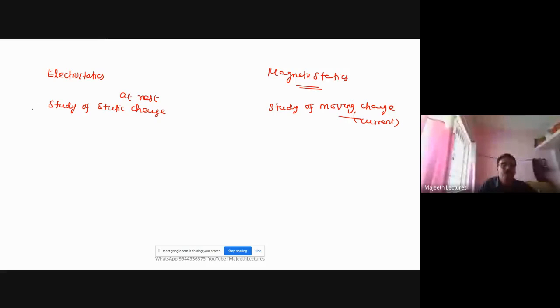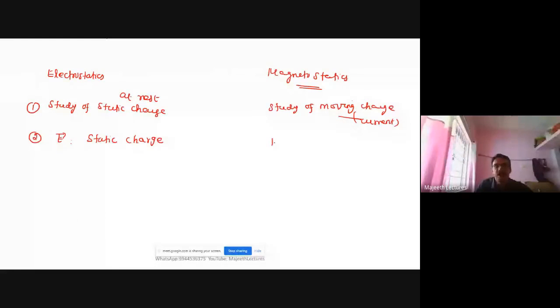The study of charge at rest is called electrostatics. Electrostatics deals with the electric field. The source of the electric field is static charge. E is the electric field, and it is a vector. The source of the electric field is static charge.